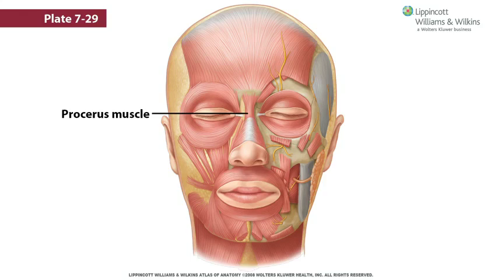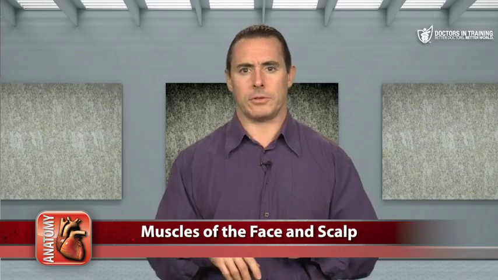The procerus originates on the lateral surface of the nasal bone and the superior portion of the lateral nasal cartilage and inserts on the skin between the eyebrows. It wrinkles the skin on the nose to convey dislike.